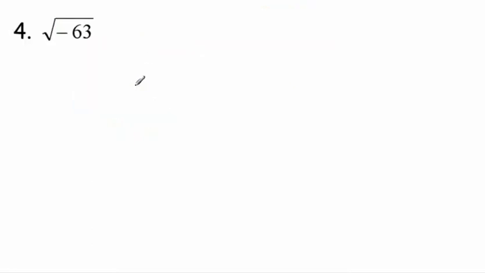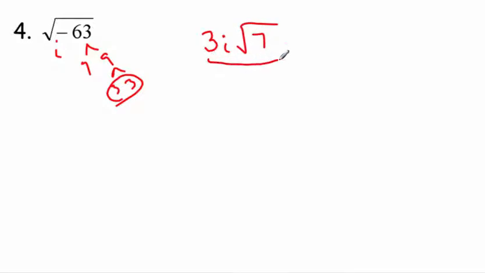Next example, square root of -63. Same thing, this is going to get me an i. I'm going to try to break this down. This is 7 times 9, and 9 is 3 times 3. So here's a pair of 3's, so that gets me a 3 on the outside. I need an i on the outside for the negative, and the only thing left over is the 7, so I'm going to put a 7 on the inside. So square root of -63 gets me 3i square root of 7.